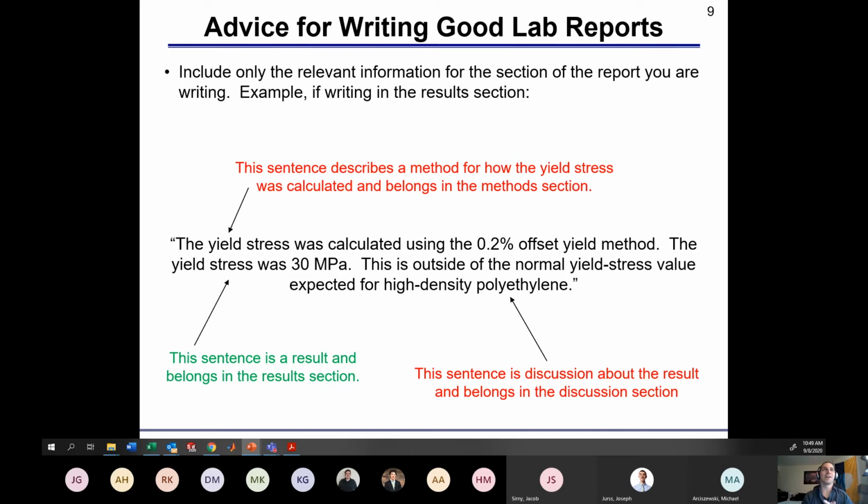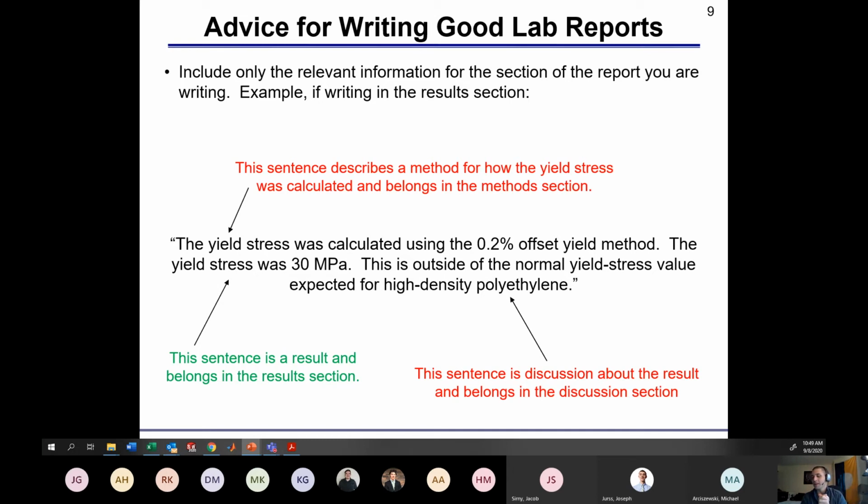Awesome. What you have written there is fantastic if you're writing that in the conclusion section. However, if you're just specifically writing in, let's say, the results section, then there is a lot of information that is misplaced here. The yield stress was calculated using the 0.2% offset yield method. That is a method. That sentence belongs in the method section. You're describing how you calculated something, the method you used to calculate, that belongs in the method section.